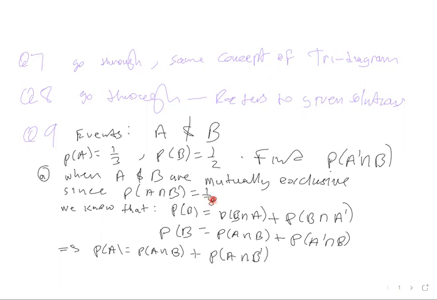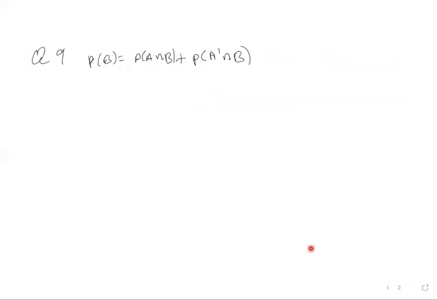To find this probability, we make use of the fact that probability of B equals probability of B intersection A plus probability of B intersection A complement, which may also be written in this manner. So using this formula, we just substitute what we have. Do we have the probability of B in the question? Probability of B is half, isn't it? So probability of B is half equals. Do we have the probability of A intersection B?